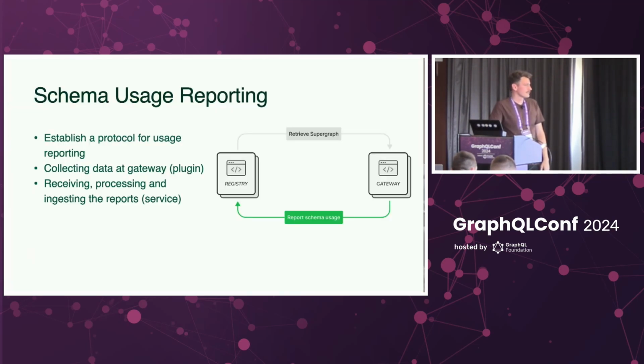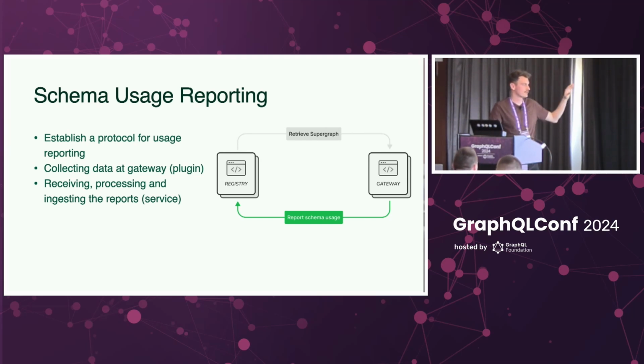And about the analytics, how do you report that a particular piece of schema, let's say a field or a type, was used? How often, by whom, and so on. So we need to establish some kind of protocol. Remember the cycle I mentioned? You have the gateway and the registry, and they have to talk to each other, right? So the way they talk needs to be established. You have to have some kind of structure.